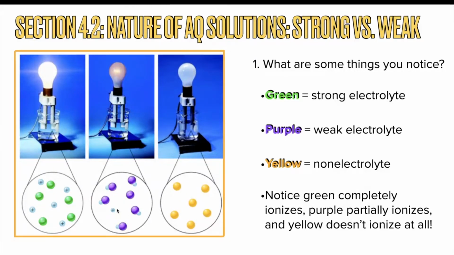Whereas for this purple one, almost all of them are still together, except for this one, which broke apart into a positively charged ion and a negatively charged ion. Notice that in this one, nothing broke apart. That means nothing ionized. That means it's a non-electrolyte.